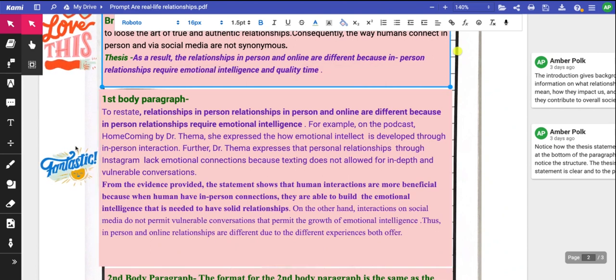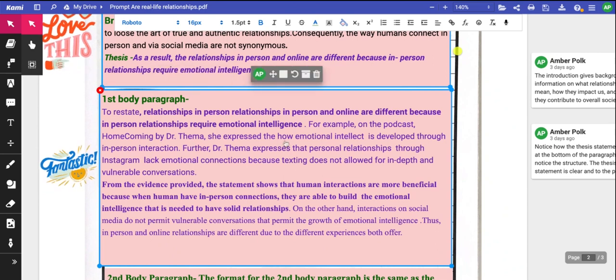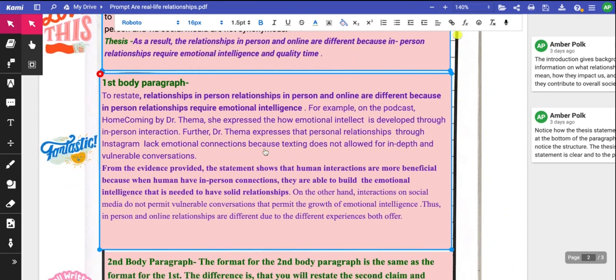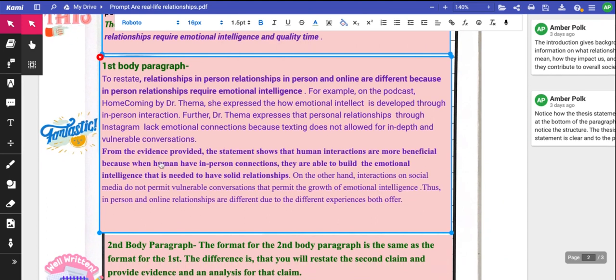For example, on the podcast Homecoming by Dr. Tamer, she expressed that the emotional intellect is developed through in-person interaction. Further, Dr. Tamer expresses that personal relationships through Instagram lack emotional connections because texting does not allow for in-depth and vulnerable conversations. So my evidence is saying here that online relationships are just not that good. And so what I do here in my analysis is I take from my evidence and I just summarize it.